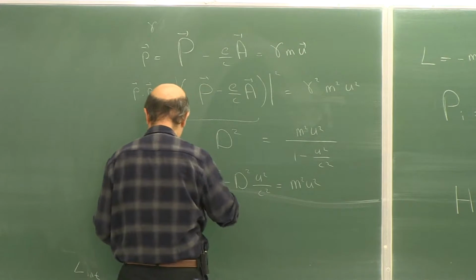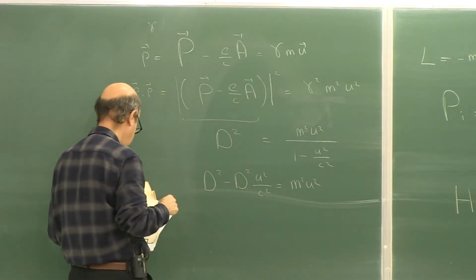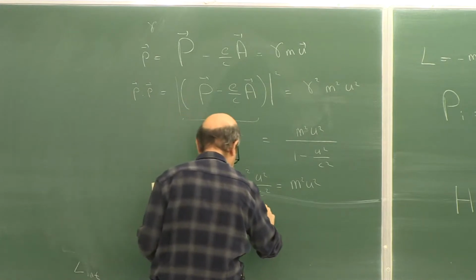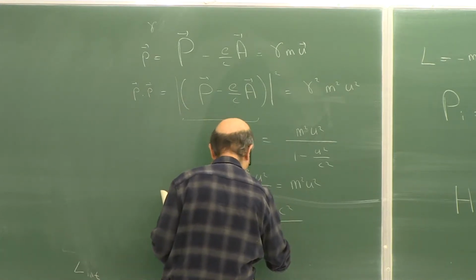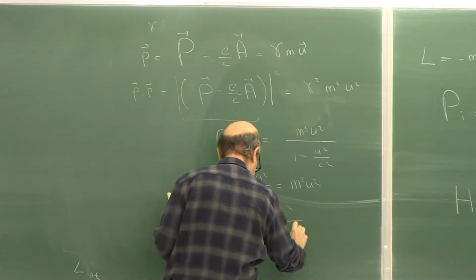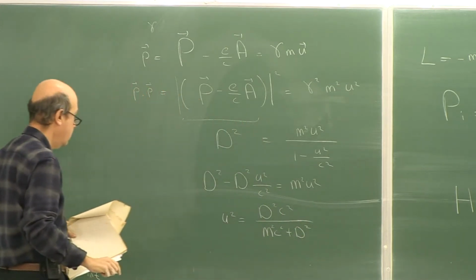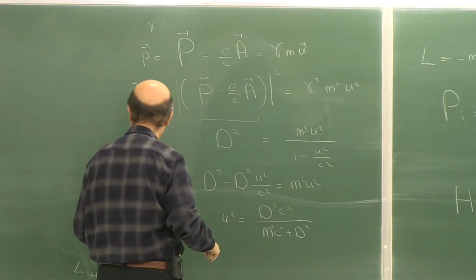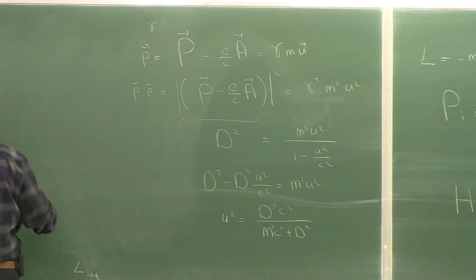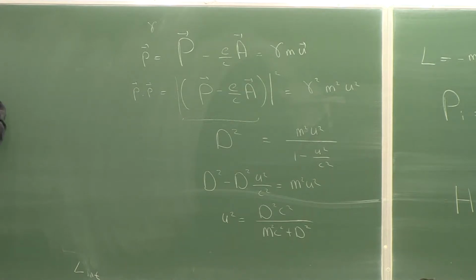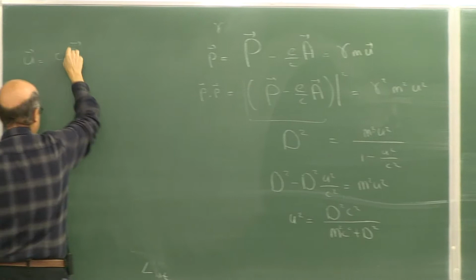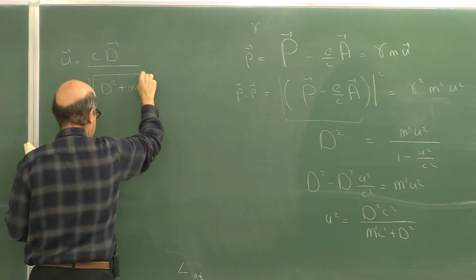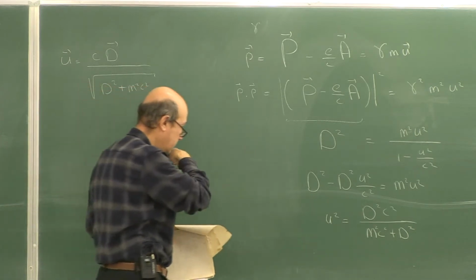So from here you can solve for u squared in terms of d squared: u squared is equal to d squared c squared over m squared c squared plus d squared. So take this to the other side, take the u in parentheses, and you will obtain that. And so u in terms of d is equal to c d divided by the square root of d squared plus m squared c squared. So this is straightforward algebra.